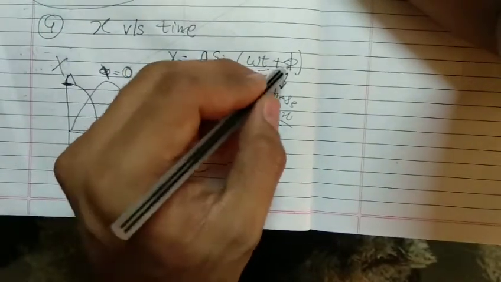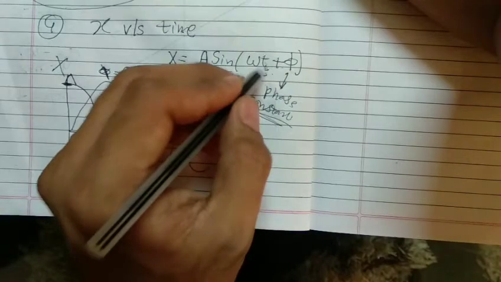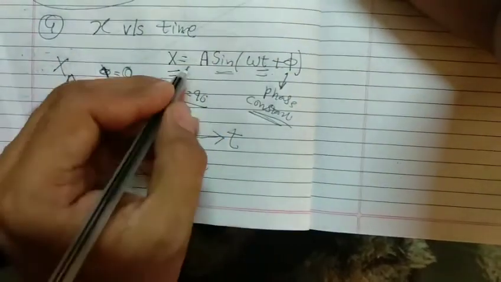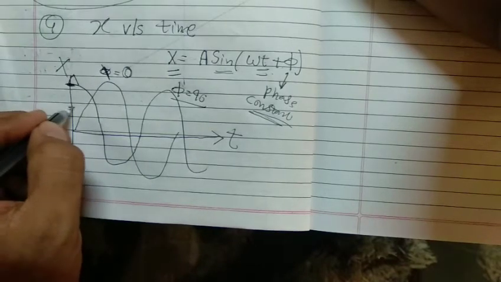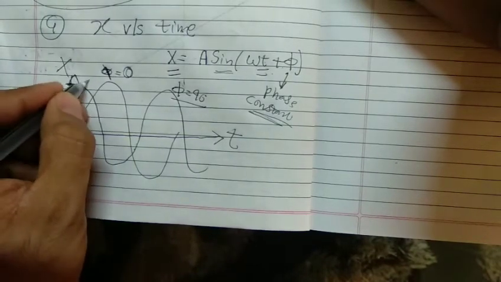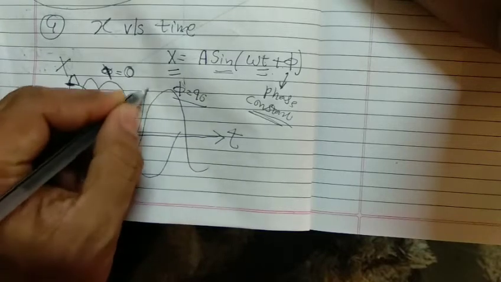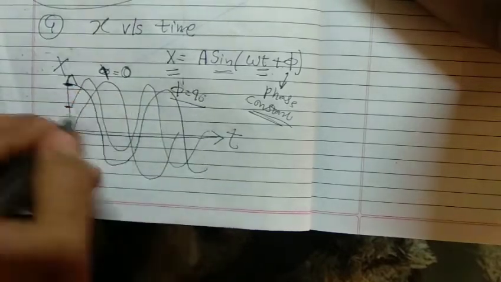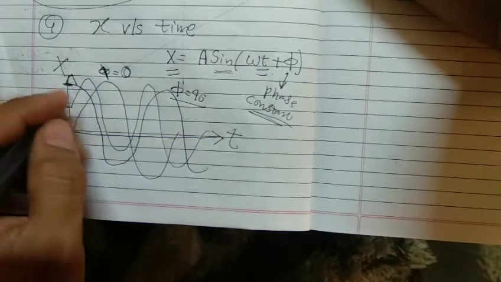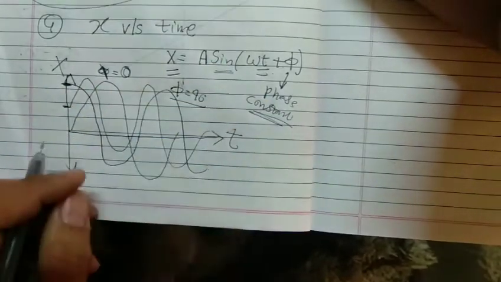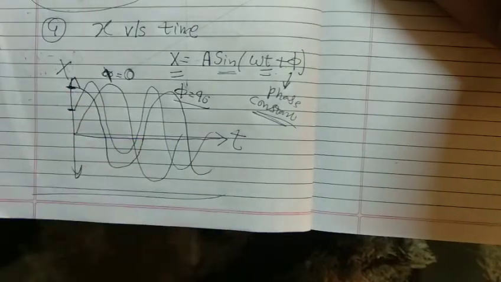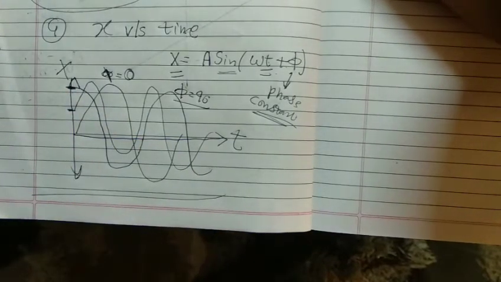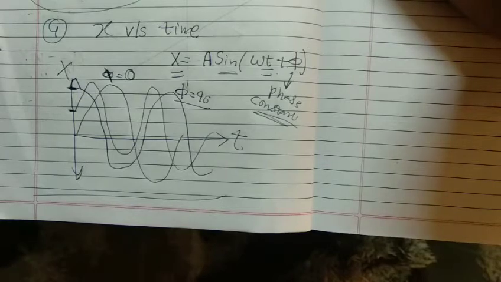If the phi angle is not 0, not 90, but between 0 and 90, in that case the graph of x versus t will not start from 0 or maximum. The graph will start from somewhere in between like this, and then this kind of shape it will take. You can understand that. So this is the graph of x versus t. Here we discussed all the required graphs from SHM. Okay, let's move to the next point.